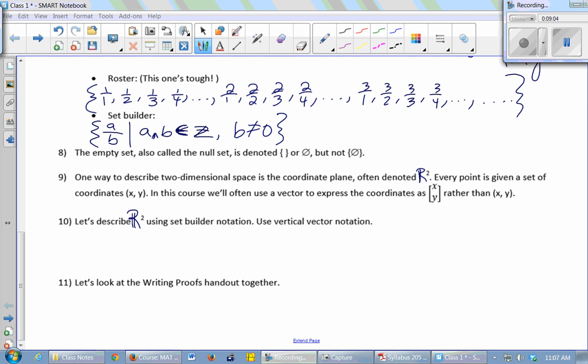The empty set, sometimes also called the null set, is just a set with nothing in it. You can denote it with a set of brackets with nothing between them, or as a 0 with a line through it, but not both. So if I said the set of days of the week that don't end in y, are there any days of the week that don't end in y? That is the empty set. You would just say, oh, there's nothing in that set that you're talking about.